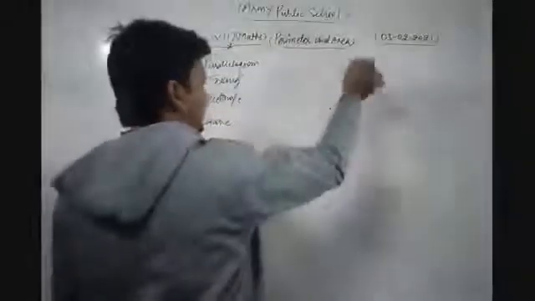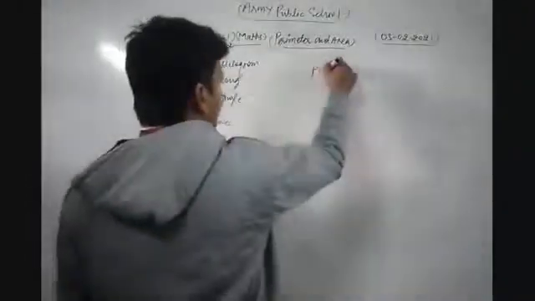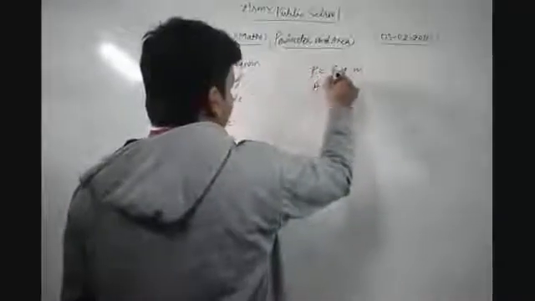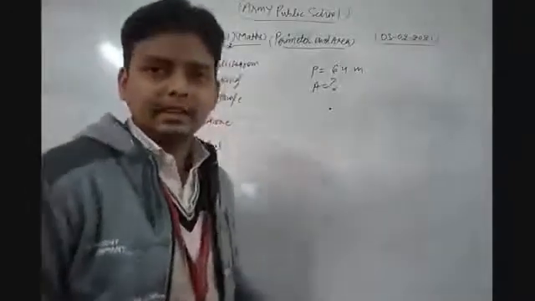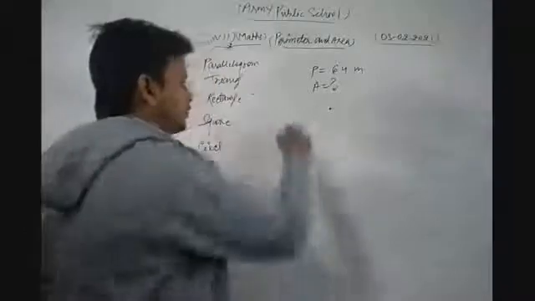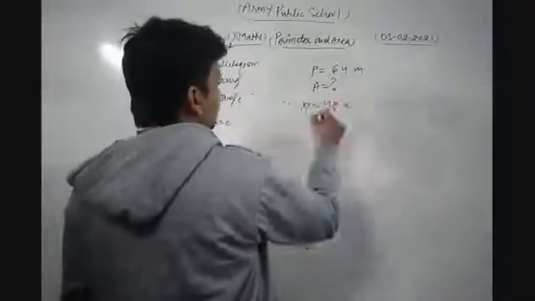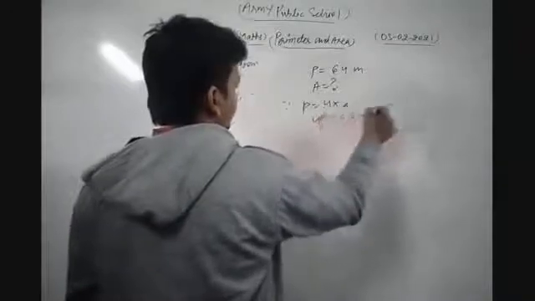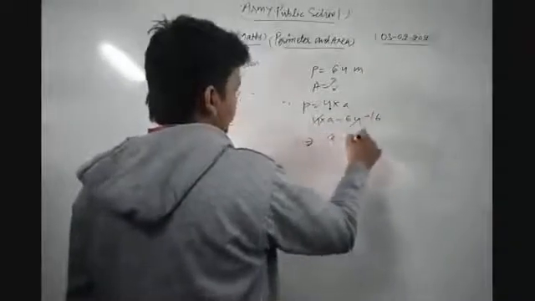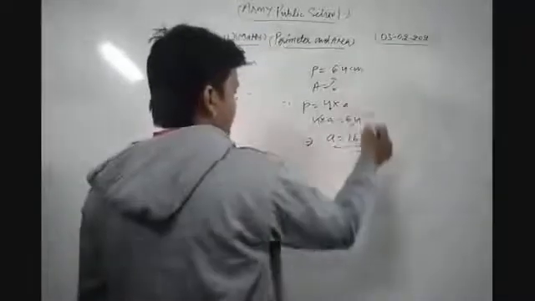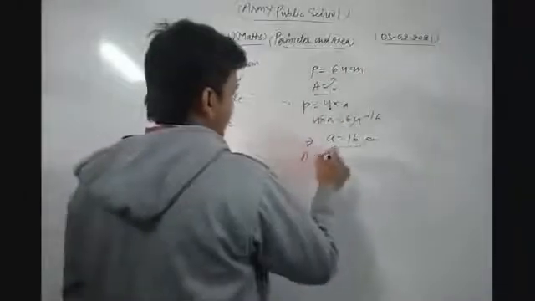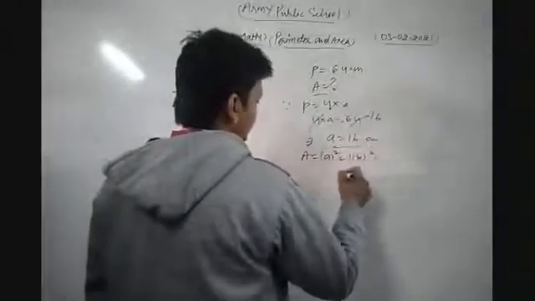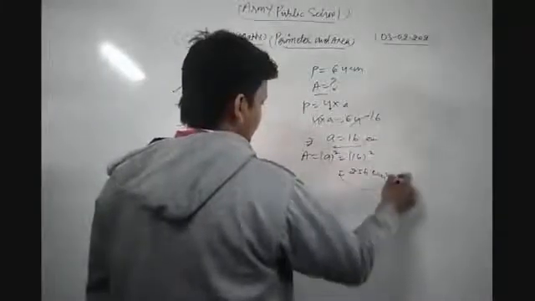Suppose that we have the perimeter of a square as 64 meter. Find its area. Okay. So for finding the area of square, first of all we find its side. The perimeter is given as 64. Since you know that perimeter of square is 4 into side, so 4 into side is equal to 64. So this is 16. So side of square is 16 centimeter. Now its area is side square. So 16 square, that is 256 centimeter square. This is your answer.